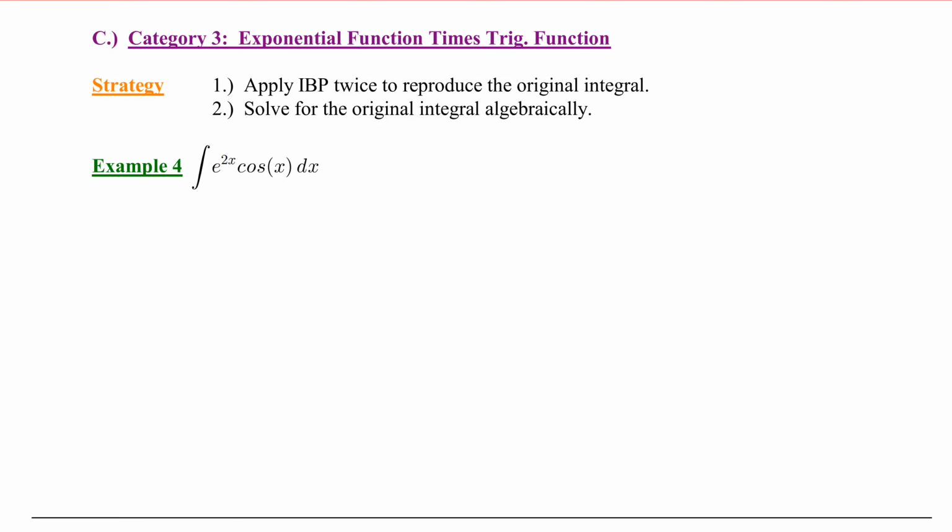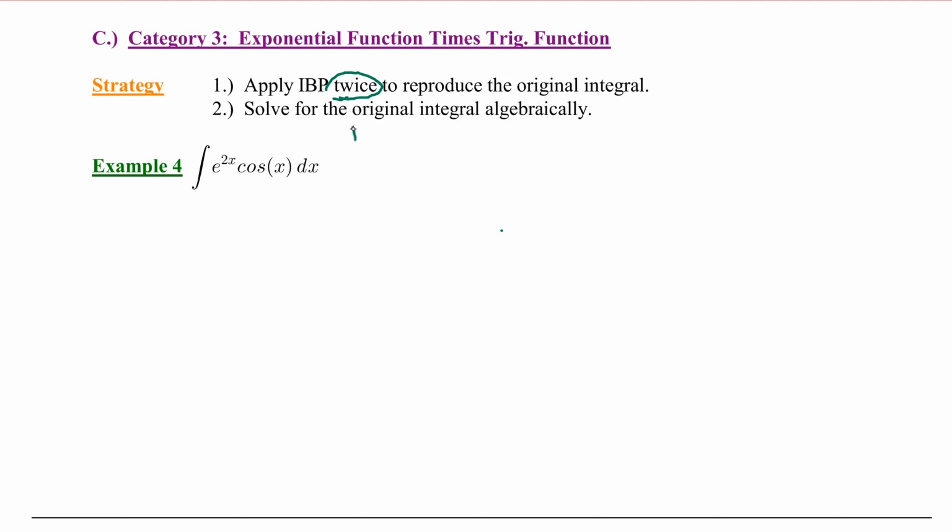We have the integral of e to the 2x times cosine of x dx. Now, it doesn't matter which part you choose for u and for dv, but we are going to do 2 rounds of integration by parts. So just remember, the nature of the function that you choose for u on the first round has to be the same nature that you choose for u on the second round.